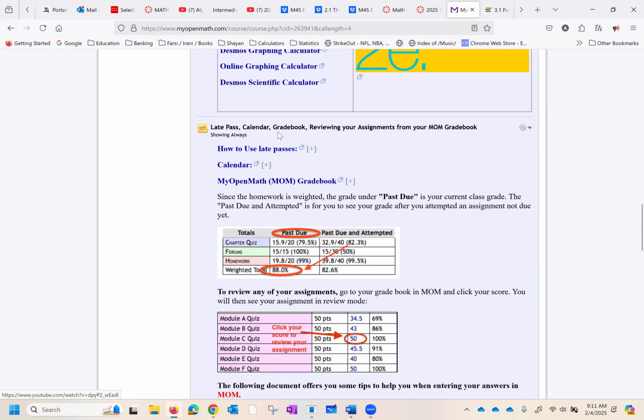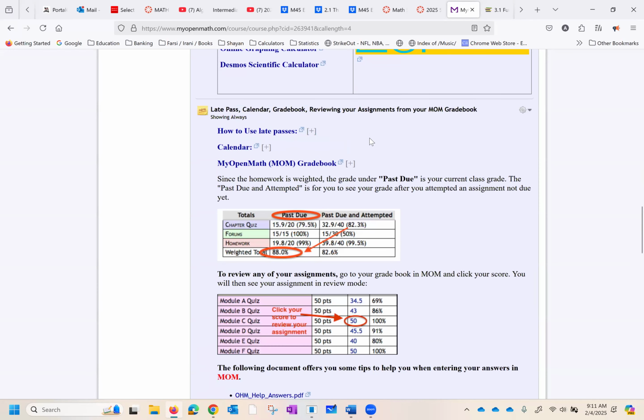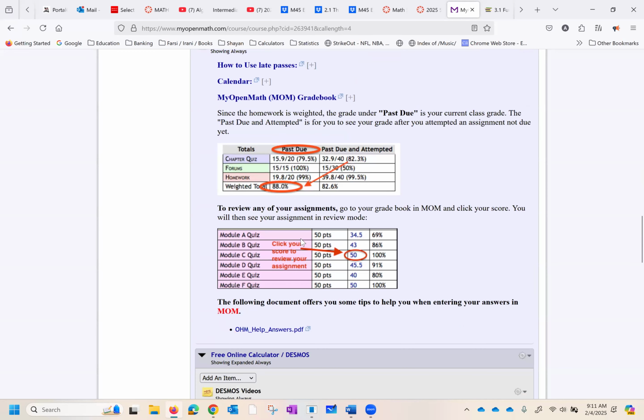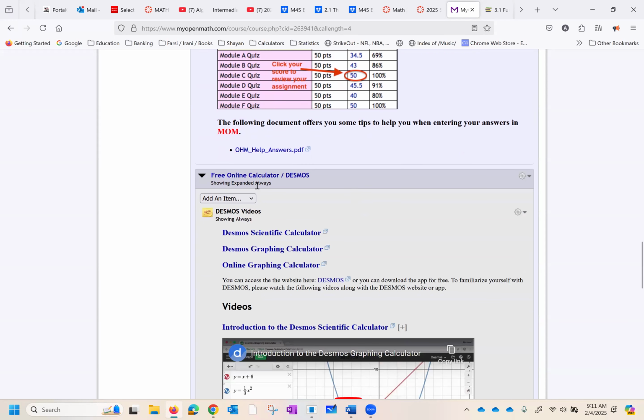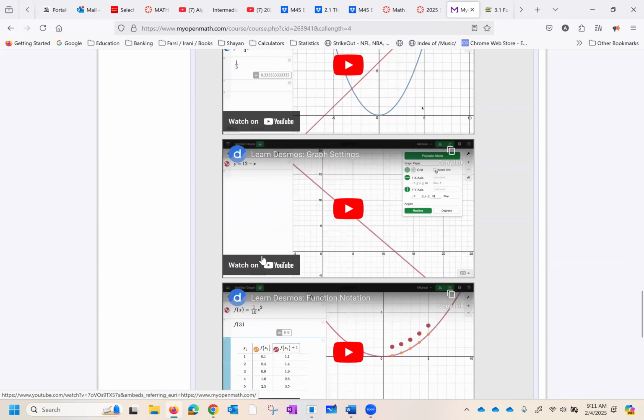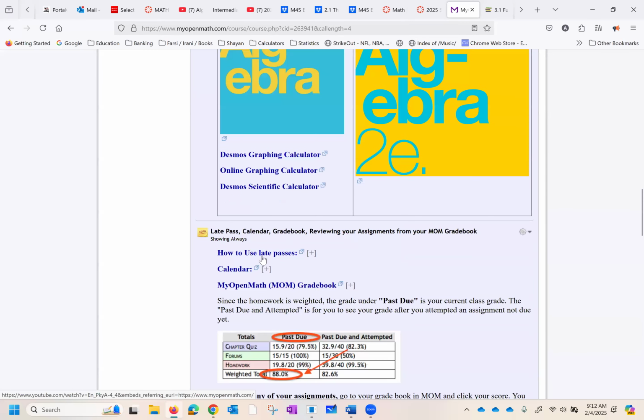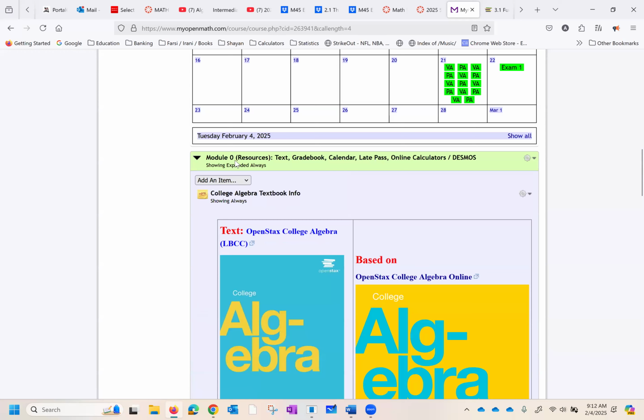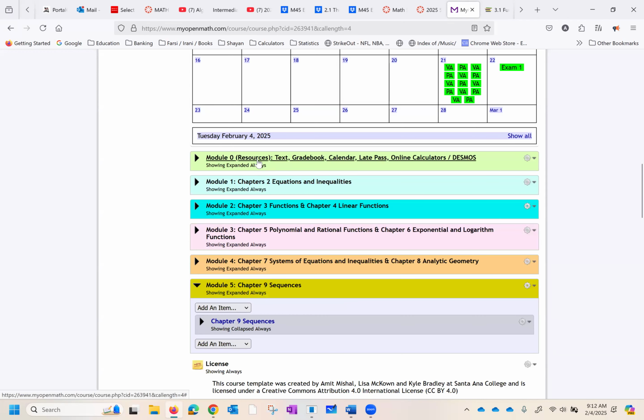Then the information about the late pass, grade book, reviewing your assignment. For example, if a homework or exam is past due and you want to review that, you click on the grade and you do so. Then a list of free online calculators and also video instruction. So let me go back up and close it. So module 0 of MOM, my OpenMath, consists of a bunch of resources. Okay.